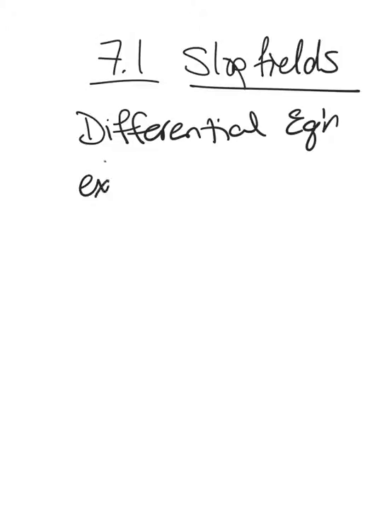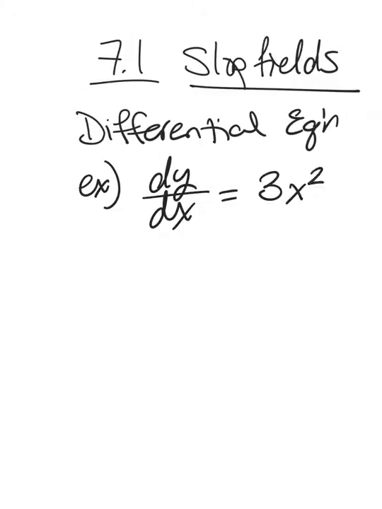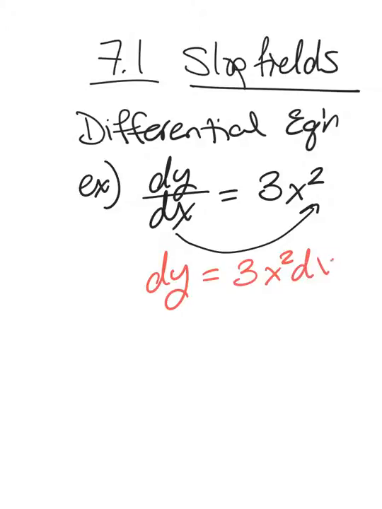Now, a differential equation is just an equation that contains a derivative. So, for example, let's just use dy over dx equaling 3x squared. Now, if I wanted to solve for this differential equation, all you're doing, remember, is taking the antiderivative. First, you're going to move the dx over here, so you're going to get dy equaling 3x squared dx. Next step was integrate it.